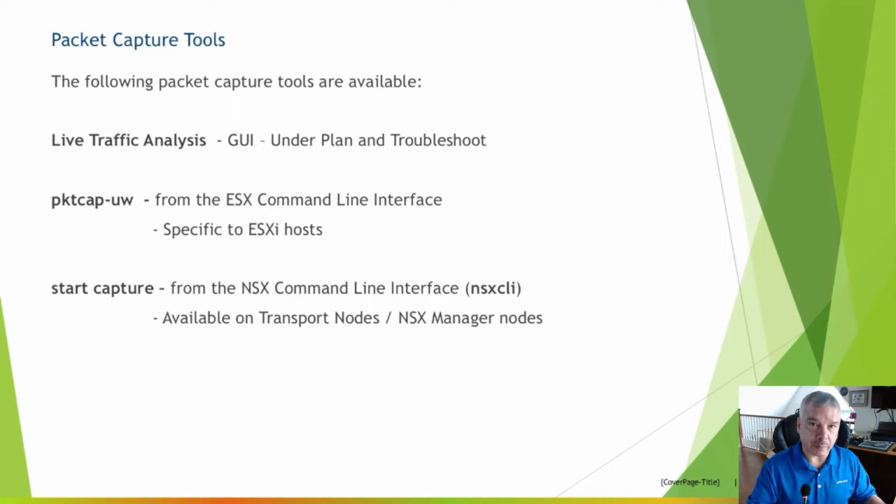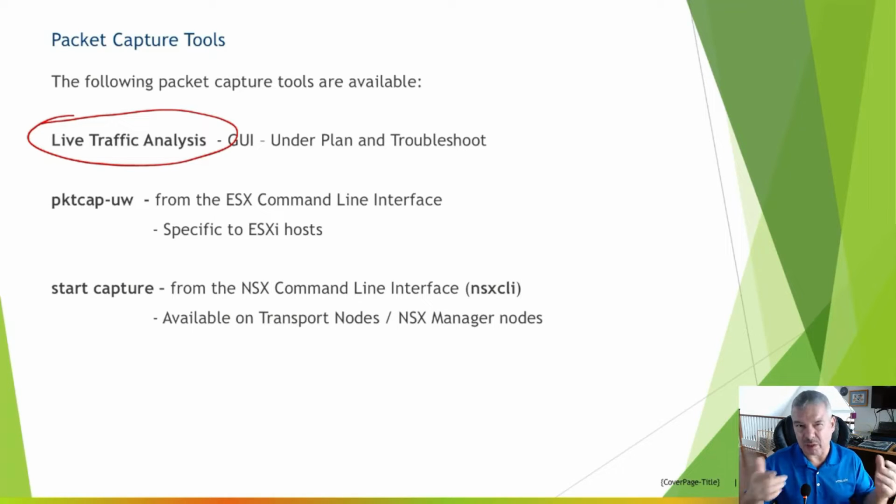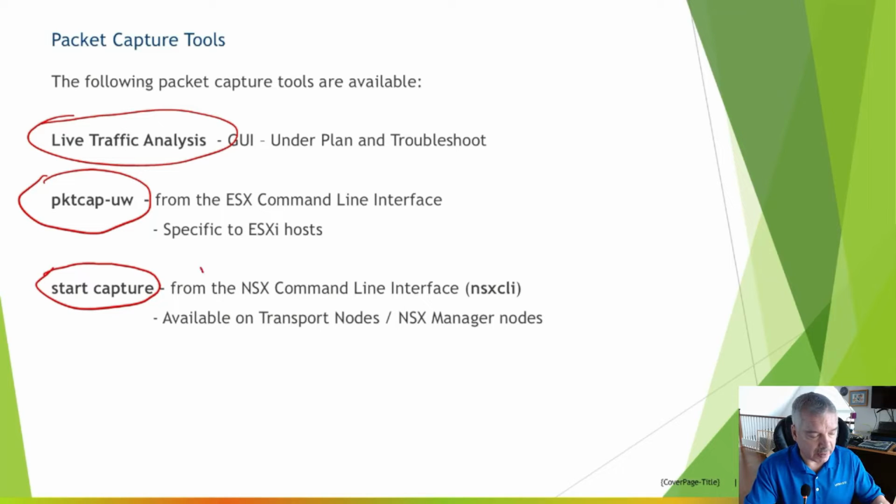Now, just a couple of things I'd like to point out. There are different ways you can do packet captures in NSX. One is using live traffic analysis in the GUI. I've demoed that in my packet capturing demo. This won't work for the Edge; that's basically for VM to VM communication. Some other options are the PKTCAP-UW command, which has been around for quite a long time, or the start capture command, which is part of the NSX CLI, which I've actually demoed in the past.